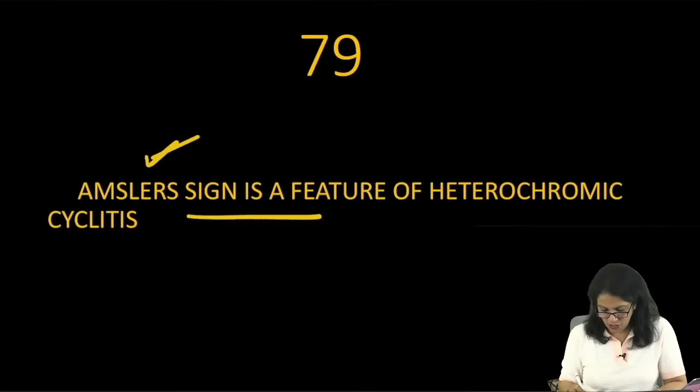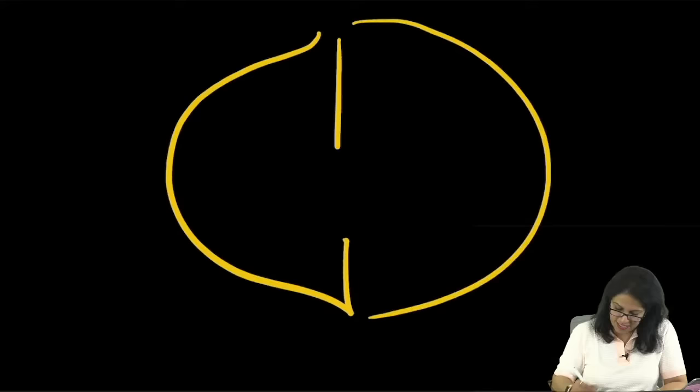So Fuchs heterochromic cyclitis, we will also learn a few more features with this diagram. What you get, I hope you're making the diagram with me. These are stellate KPs.